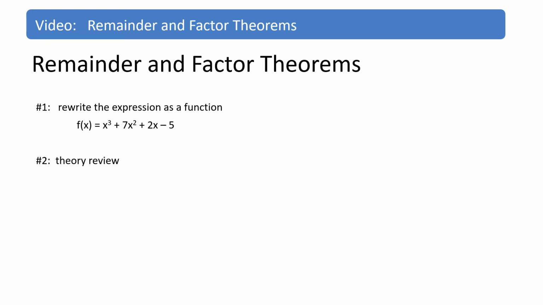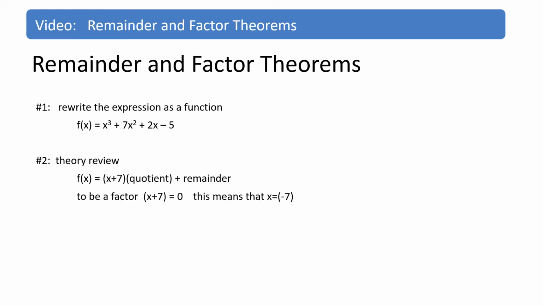Now, let's review some theory. We know that f of x is equal to one factor, x plus 7, times the quotient plus the remainder. We proved that in our previous slideshow. To be a factor, x plus 7 must be equal to 0, or written another way, x is equal to negative 7, moving the positive 7 to the right-hand side.